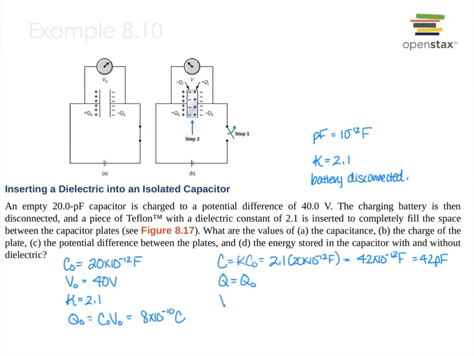The potential difference between the plates was originally 40 volts. It decreases by a factor of kappa, so that becomes 19 volts. And then I can calculate the energy before and after.